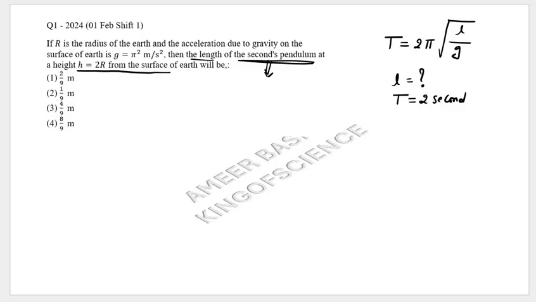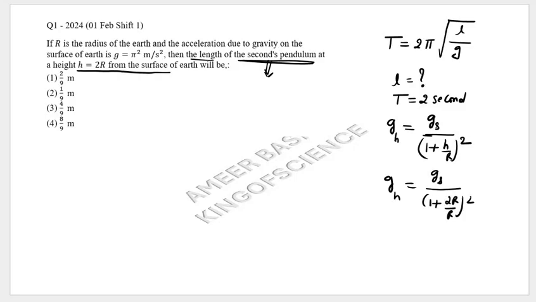Now the g value I need to calculate at some height h equal to 2R. So what is the formula for variation of g with height? The direct formula is g on the surface divided by (1 plus h divided by R) whole squared. So let us substitute everything here. g at a height h equal to 2R is g on the surface of earth divided by (1 plus 2R upon R) whole squared, that is g on the surface divided by 9.